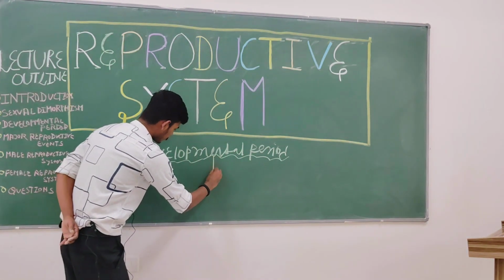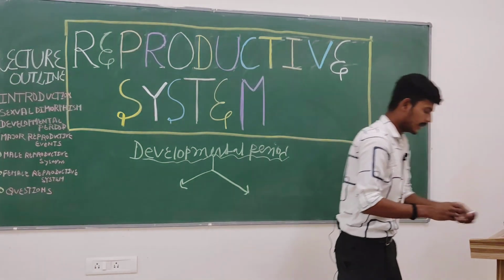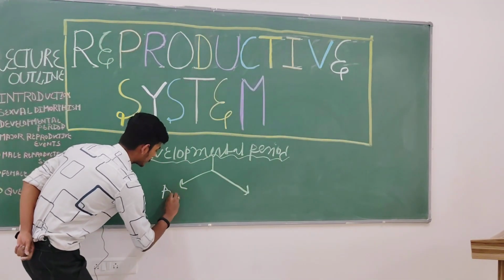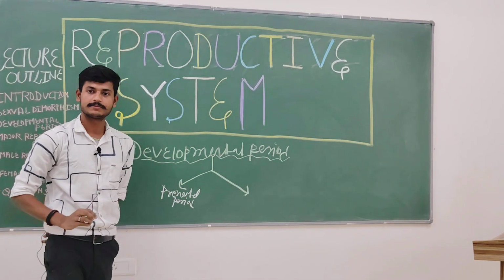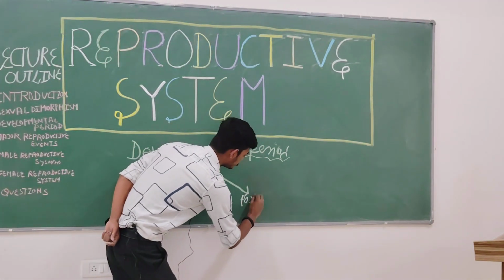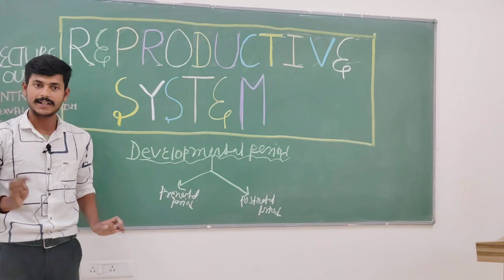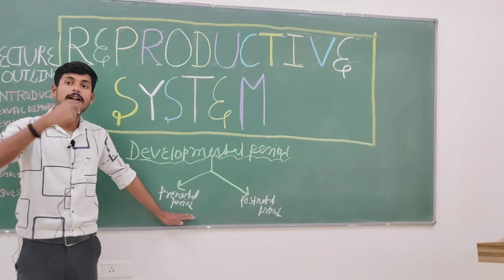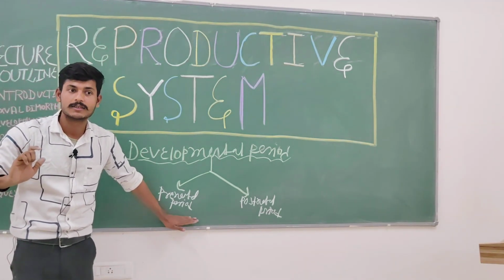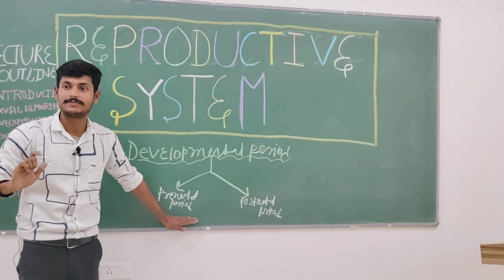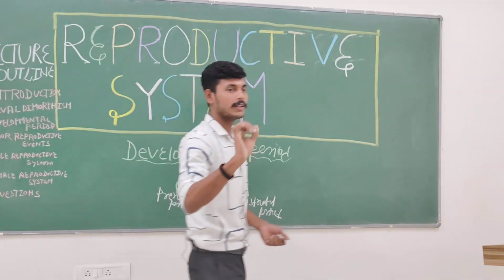For ease of study, there are two divisions. The first is called the prenatal period, and the second is called the postnatal period. Prenatal period means the period when you are in the mother's womb, inside the mother's uterus. That's why it is also called the pre-embryonic life.